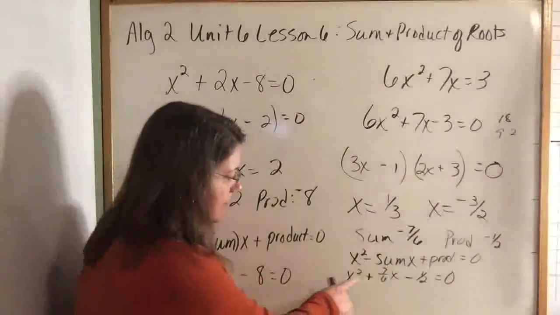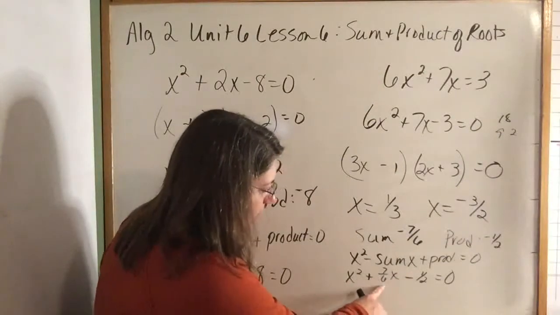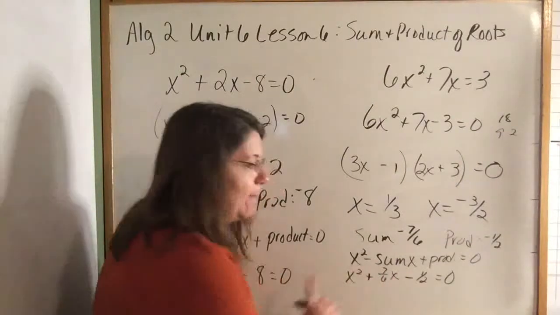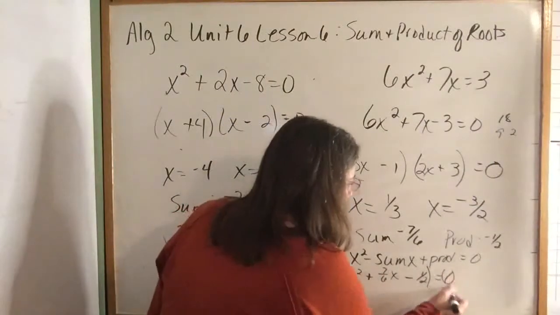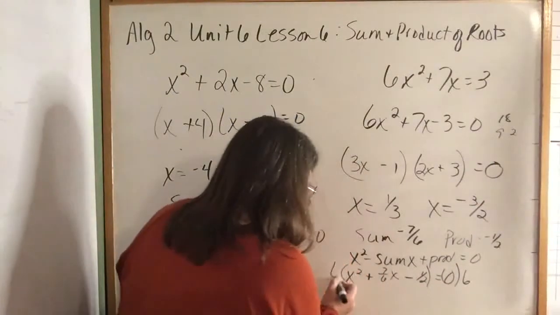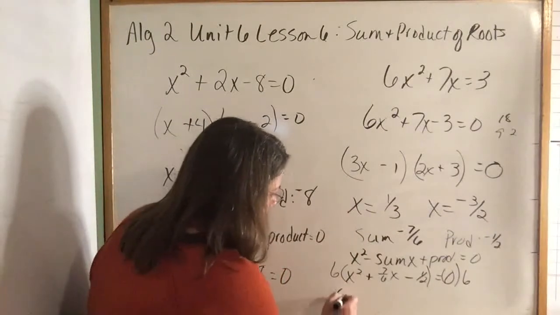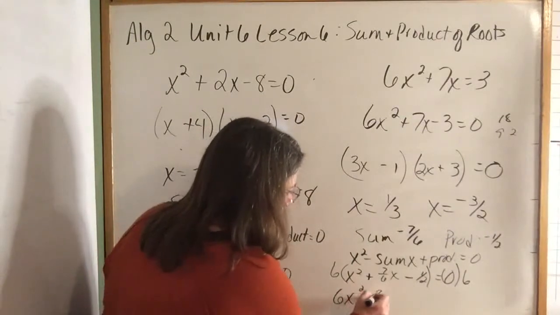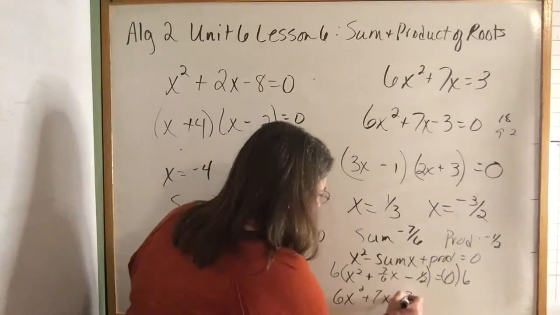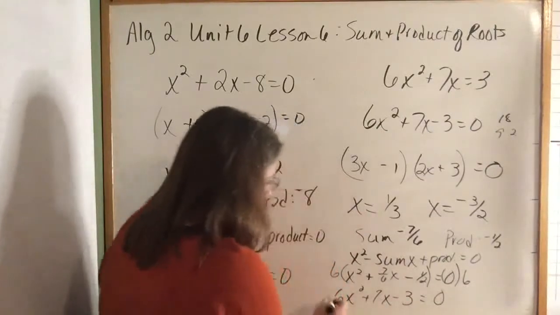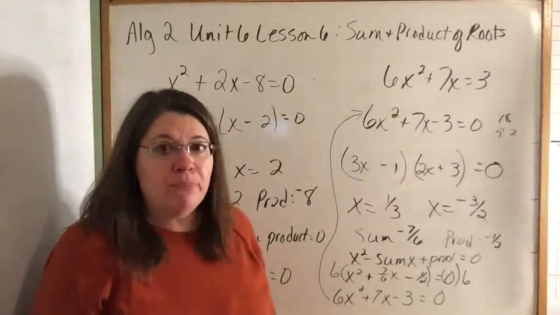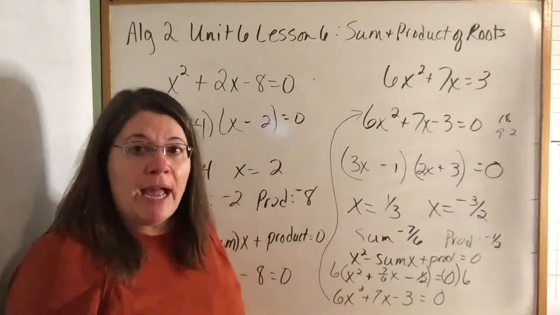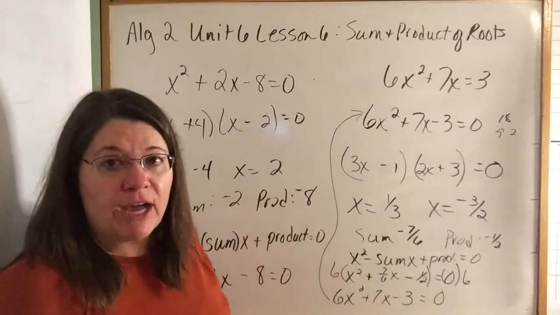When I see this, I have two denominators here, the 6 and the 2. I'm going to multiply by the highest denominator, so I'm going to multiply both sides of this equation by 6. When I do that, I have 6x squared plus 7x minus 3 equals 0. And if you look at what we've got, it matches. The sum and product of the roots is a way to generate your quadratic equation.